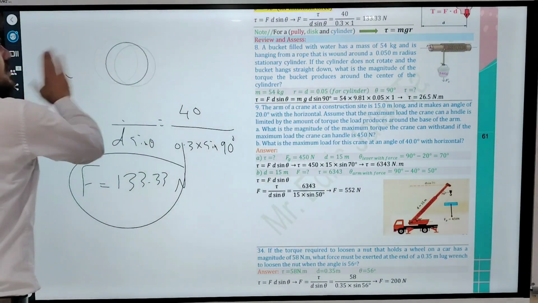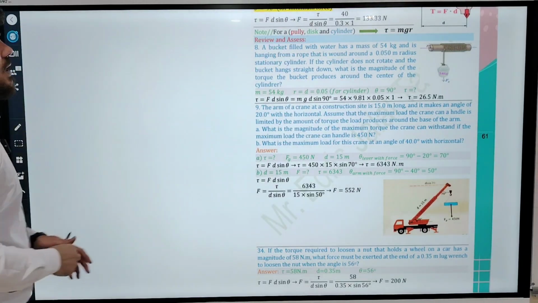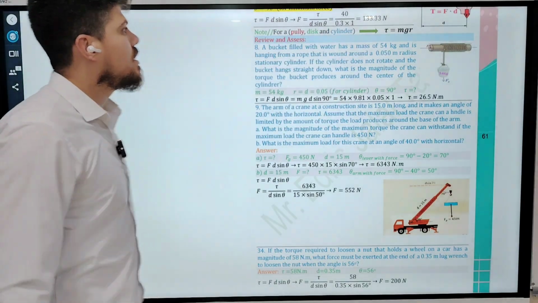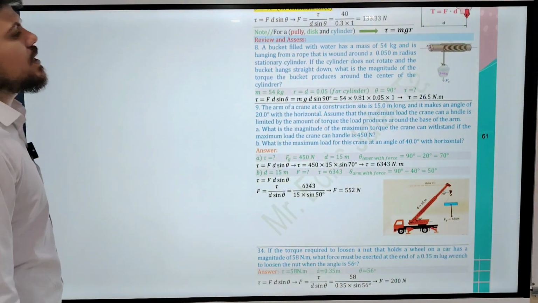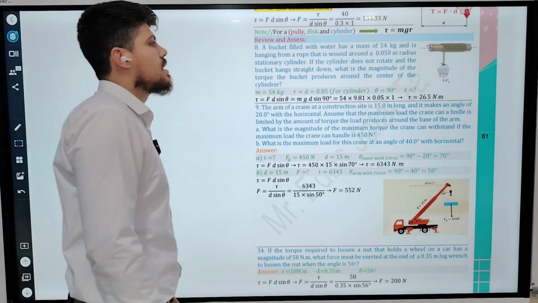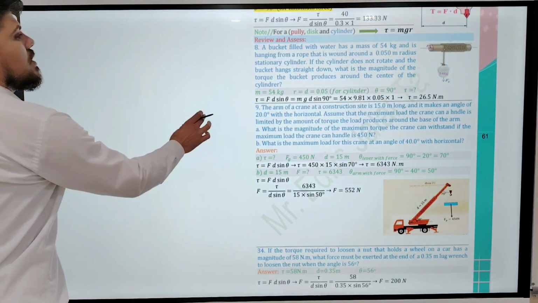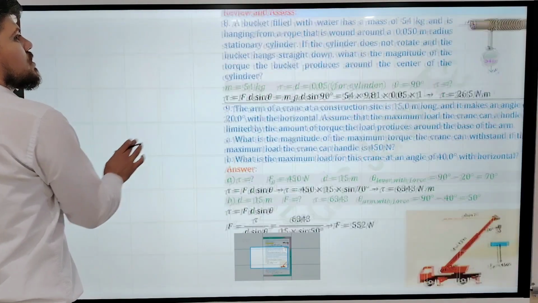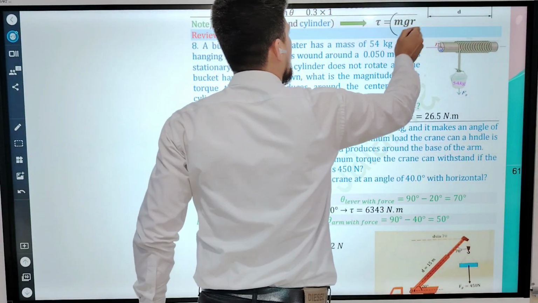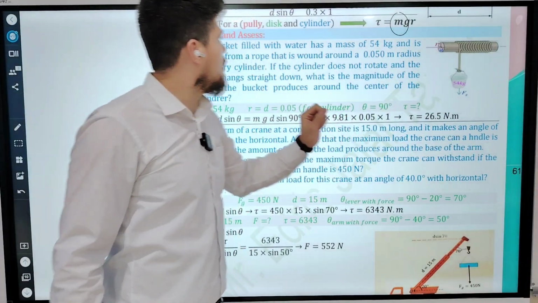Okay? Question 8 in chapter review. We have a bucket filled with water and a cylinder. So I wrote the note here. If the force applied on the pulley or cylinder, in the case of Fd sine theta or Fd, you can write down mgr. Why? Because this object rotating according to the gravitational force. Okay, so that is why the gravitational force produces torque. So in that case, instead of force, you have to write down what? Mg.